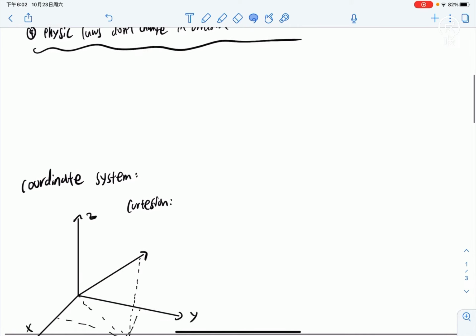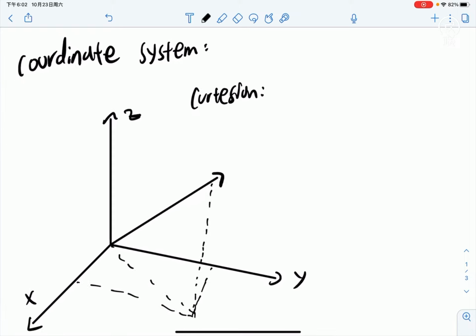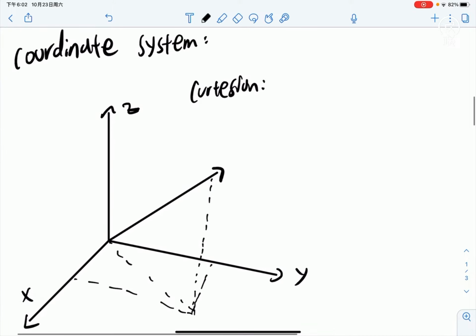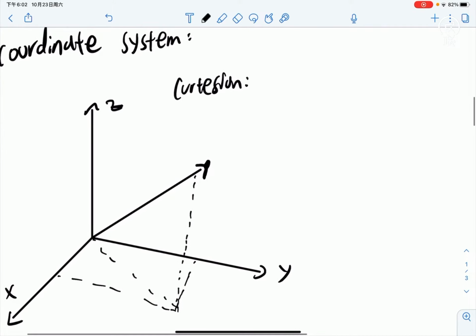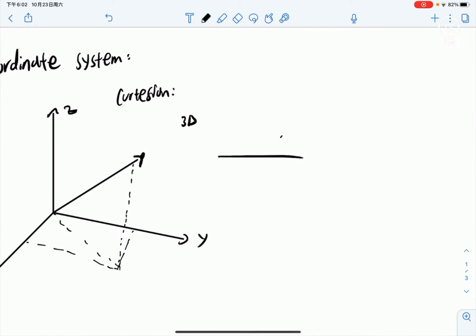And now we're going to talk about coordinate systems. A coordinate system just describes a point in the 3D world we're living in. Here's the ground, and here's a house over here. If we want to describe the position of the light, we can use a coordinate system to describe this point.